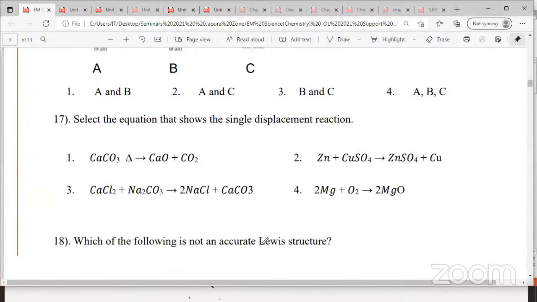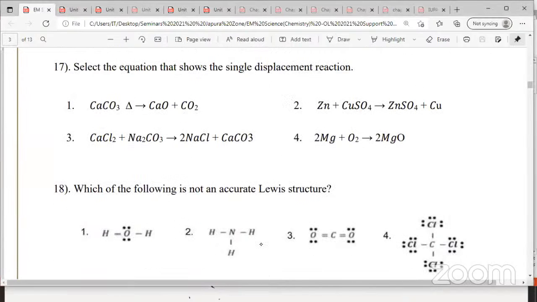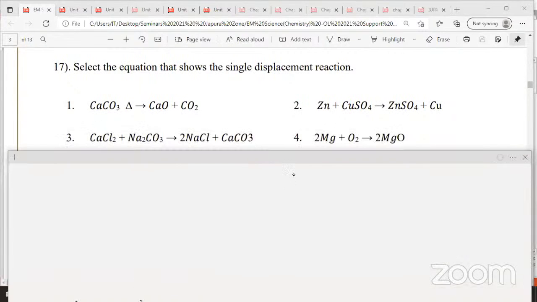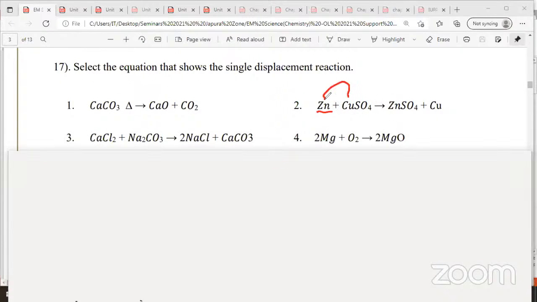17th MCQ. Select the equation with single displacement. Very easy, I told you earlier also. Zinc is above copper in the activity series, therefore zinc can displace copper out. Therefore the answer is second. Single displacement, answer is second.